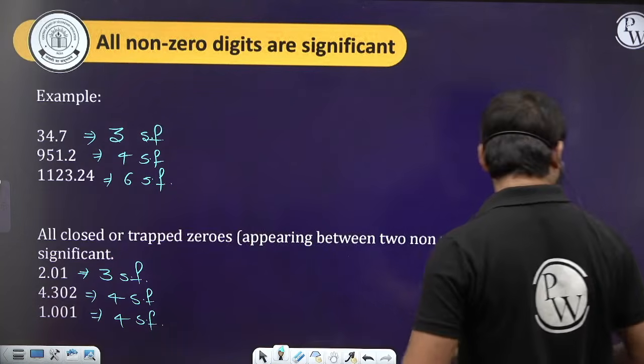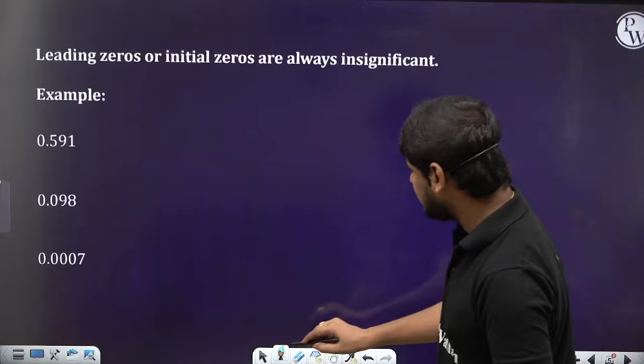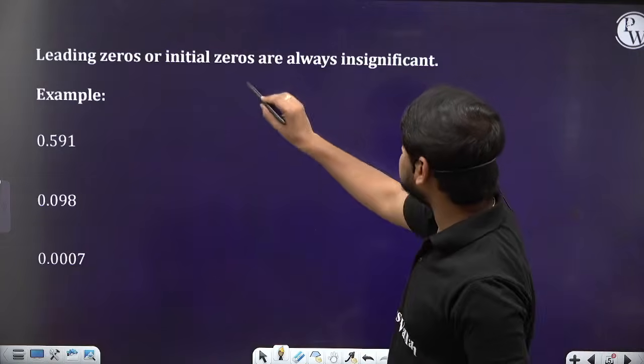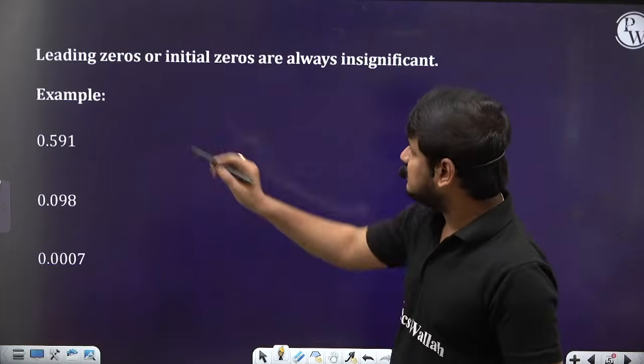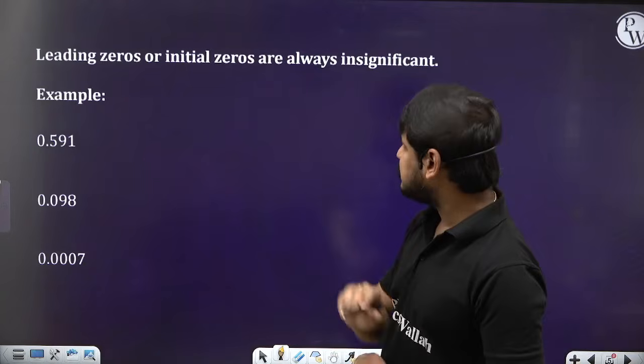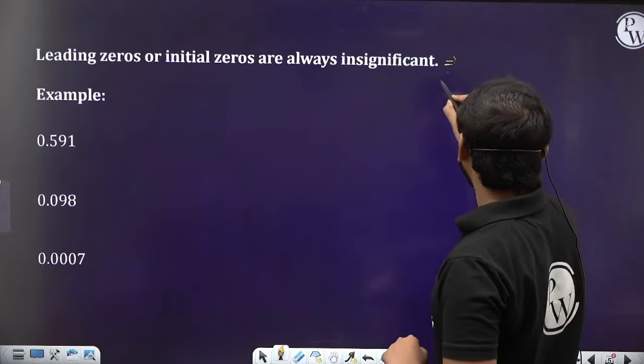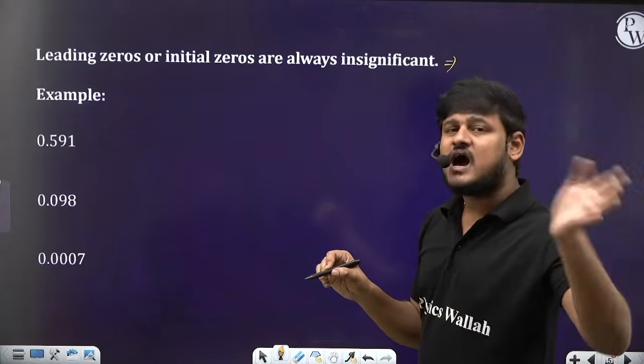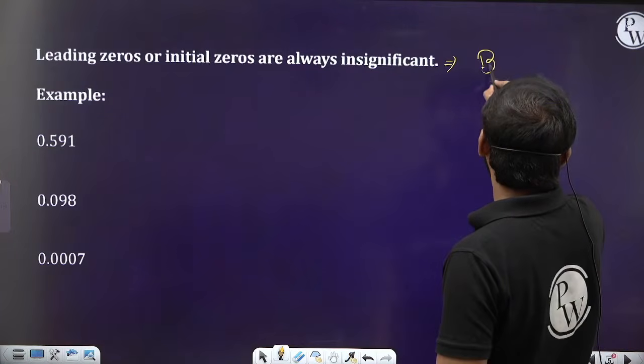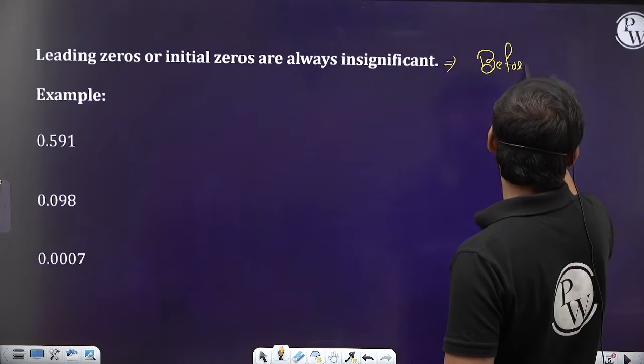So next, the third rule, let's go for the next one. All the initial zeros are always insignificant. Leading zeros are initial zeros. So write, whether it is before the decimal or after the decimal, before the decimal or after the decimal.